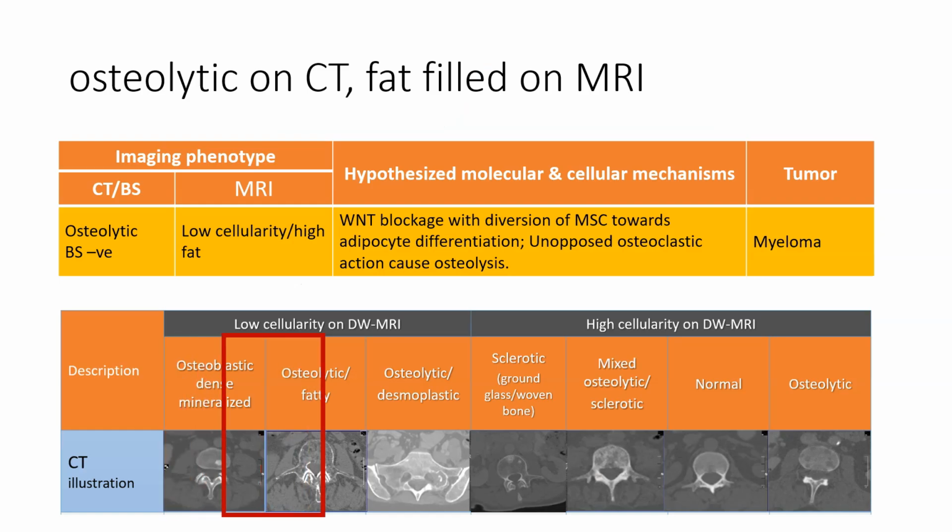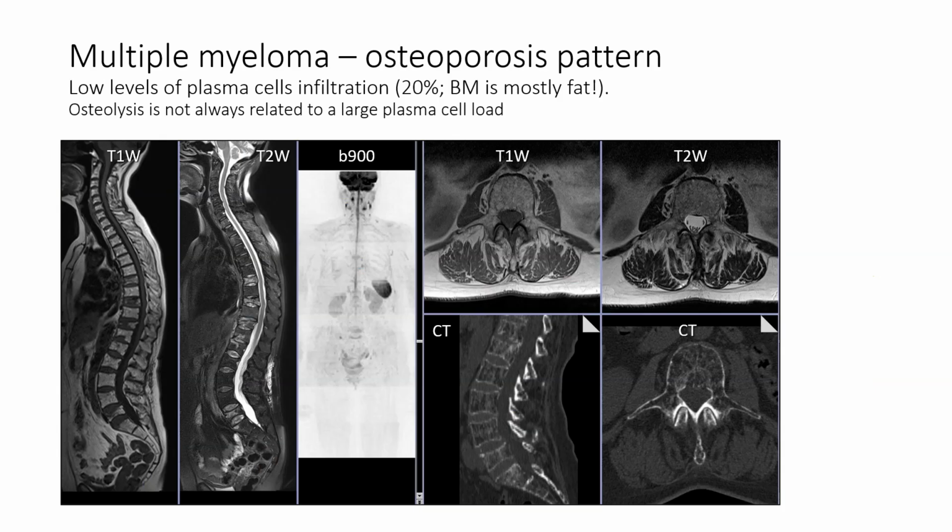Next, let's look at the osteolytic lesion that is fat-filled. And here's an example. This is a patient with multiple myeloma. If you look at the CT scans, what you notice is there are multiple lytic lesions in the lumbar spine. But when you look at the T1 and the T2 sequences, you'll notice that there is no infiltration visible. And on the diffusion sequence, there's no hyperintensity.